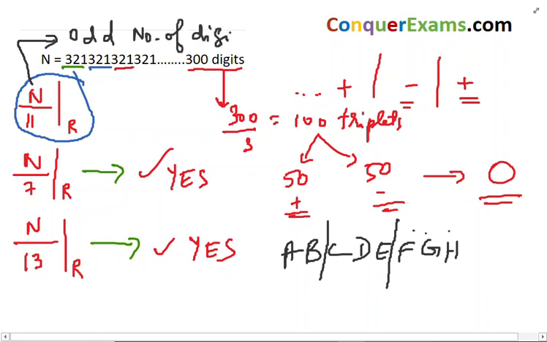The usual case is you take one digit at a time and you give plus from the right and keep doing that. But in this case, it's much easier if you take triplets at a time. So again, there would be 100 triplets, and the rightmost would have a plus and the next one would have a minus, and it keeps on going like that. Therefore, here also the sum would be 0 and this number is divisible by 11.